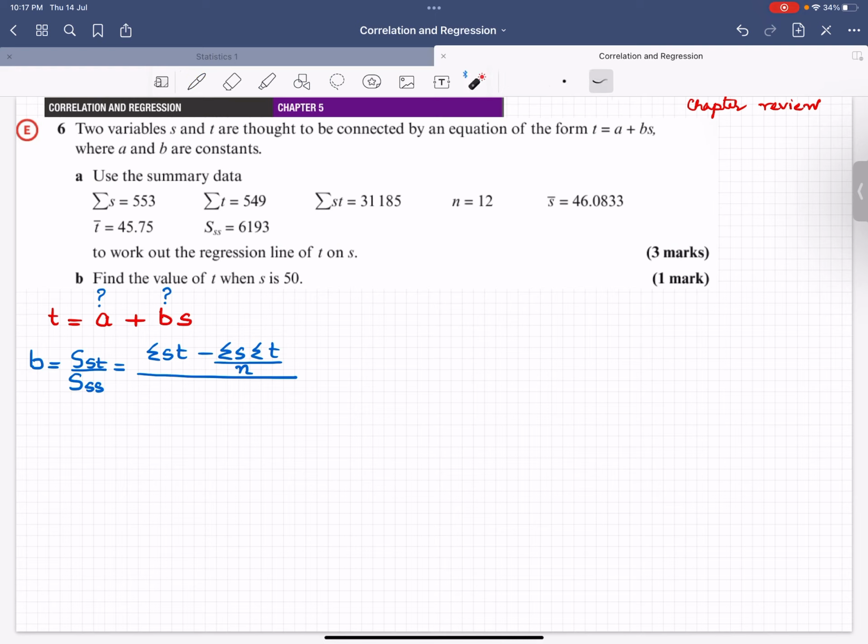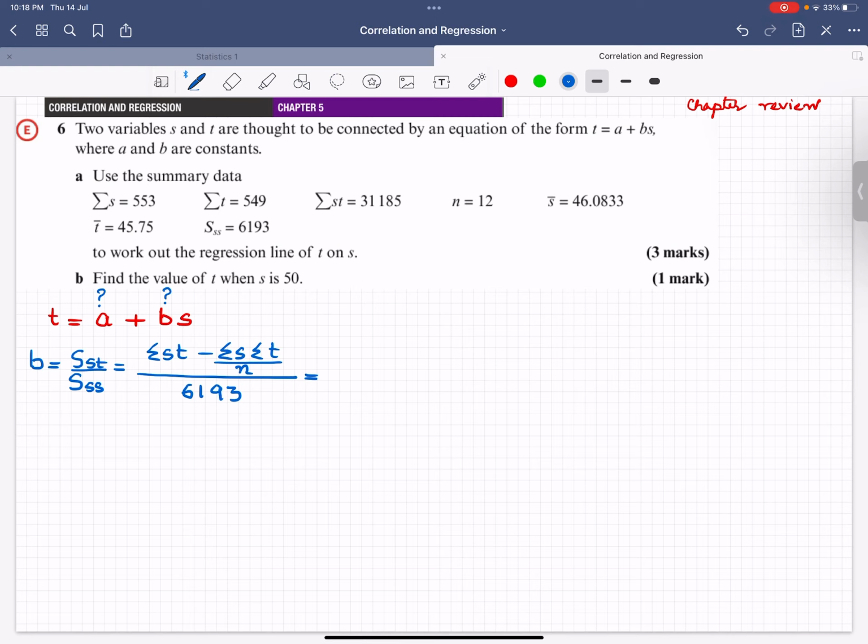Now here we already are given the value of Sss, so we can straight away write that as 6193. Now let's plug in the values from the information given. We are given the value of sigma st as 31,185. Then we have sigma s as 553, sigma t as 549, and the number n as 12. So all we need to do here is to plug in these values.